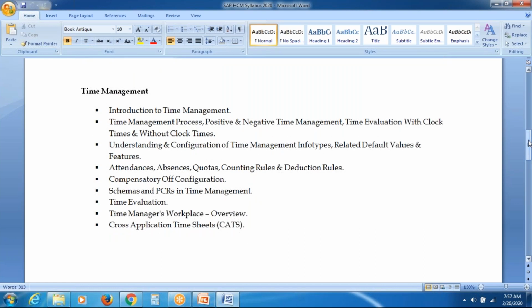Now the next HR function is time management. Are you guys aware what time management is all about? What exactly happens in time management? Can you share your thoughts? Abhi or Swati?